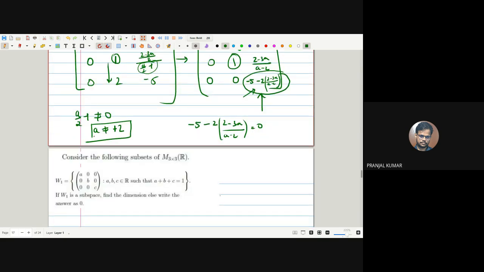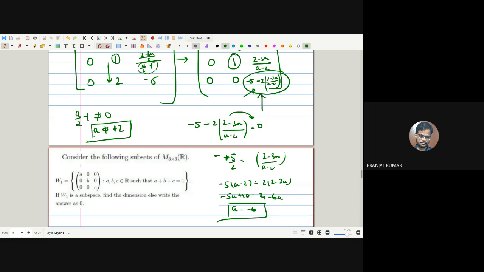So let's say, minus 5 by 2 is equal to 2 minus 3a upon a minus 2. I have transferred this here, then brought this 2 down here. So this will become minus 5 by 2. Now I just need minus 5 times (a minus 2) is equal to 2 times (2 minus 3a). Minus 5a plus 10 is equal to 4 minus 6a. So this will become a is equal to minus 6.